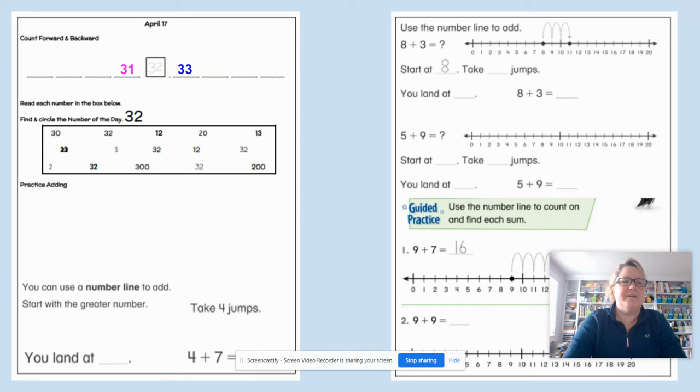And then next, it wants you to find and circle the number of the day, 32. And then I wonder how many times you'll find it today. I'm going to skip to the practice adding, which is that big empty box. A lot of you had some questions on what to do in that box. So if this number of the day is 32, it wants me to practice adding 32.